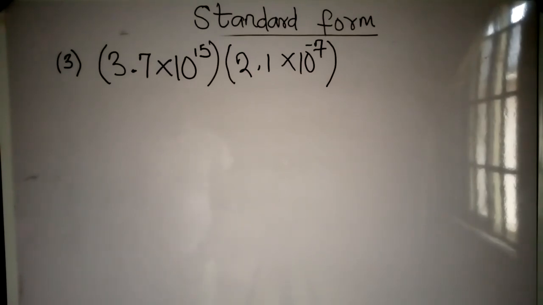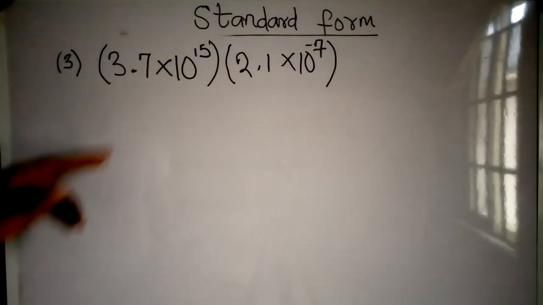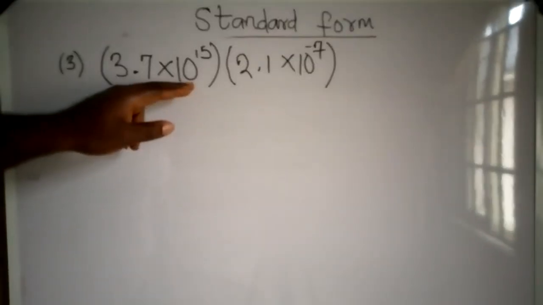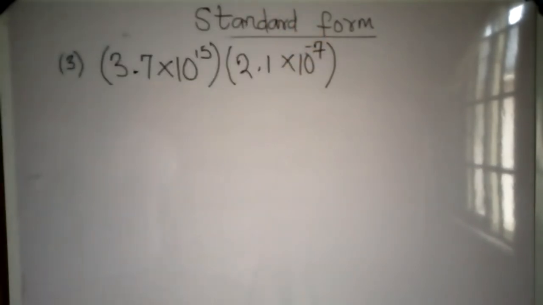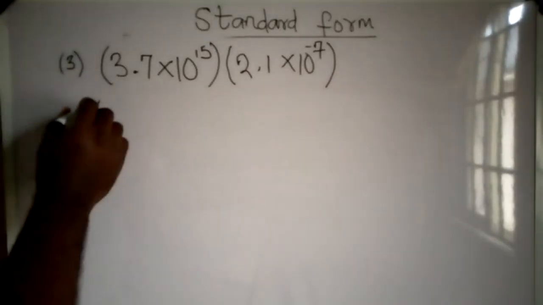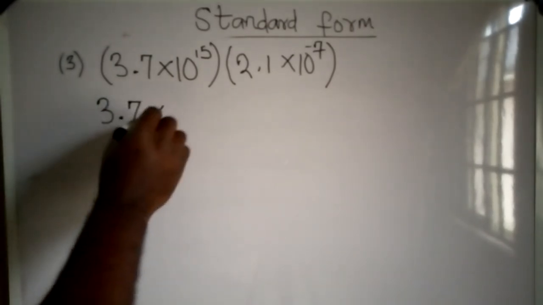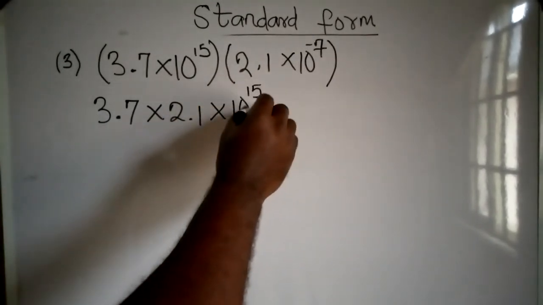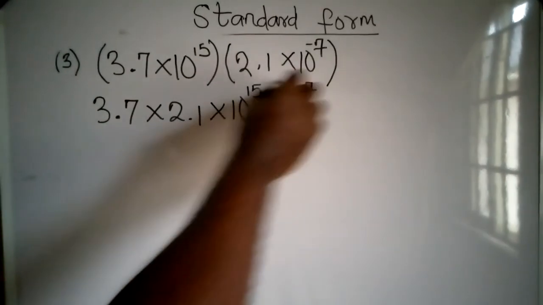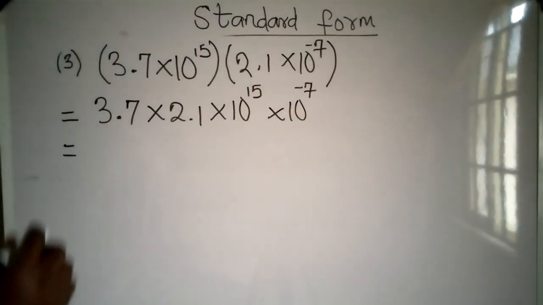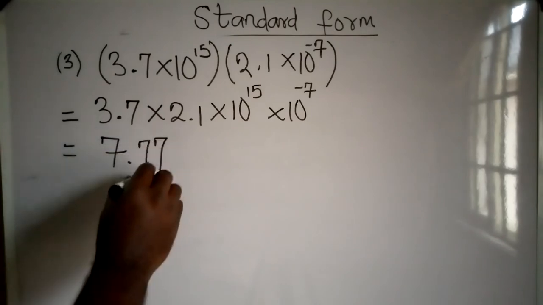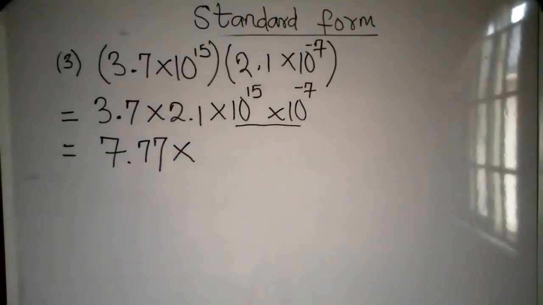Okay, this next example deals with multiplication. This is quite simple. All we have to do is multiply the numbers together and also multiply the powers of 10 together. Now that will give me 3.7 times 2.1 times 10 to the power of 15 times 10 to the power of negative 7. 3.7 times 2.1 will give me 7.77 times. Now here I'm going to apply the laws of indices.